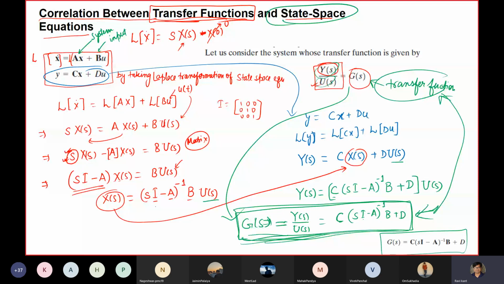Okay, now let's move into the mathematical modeling of electrical systems.